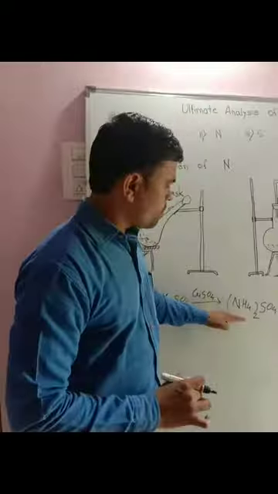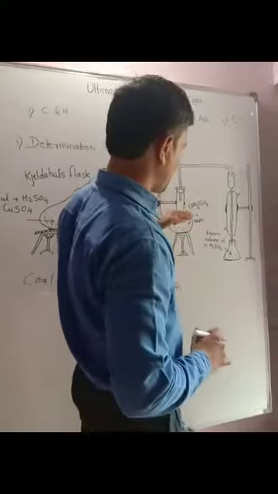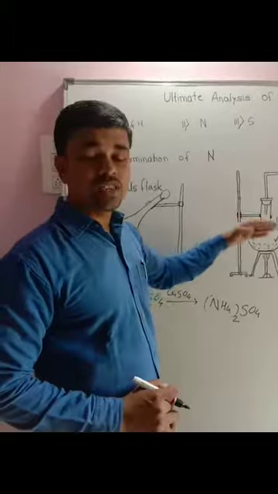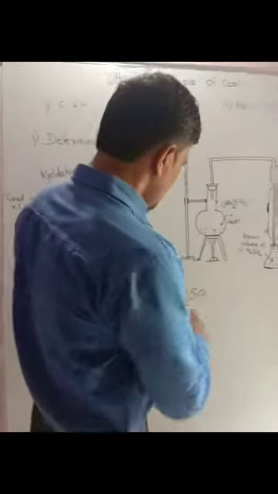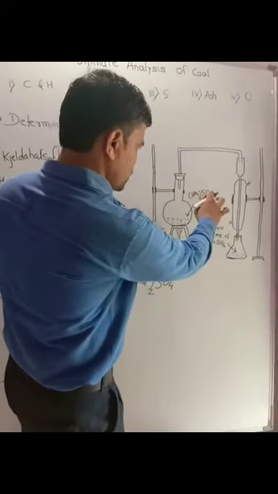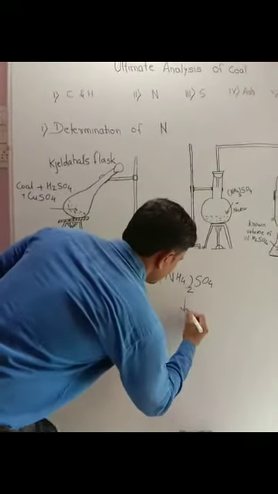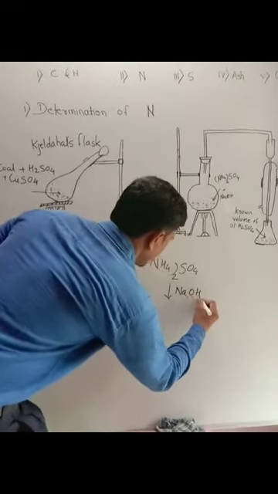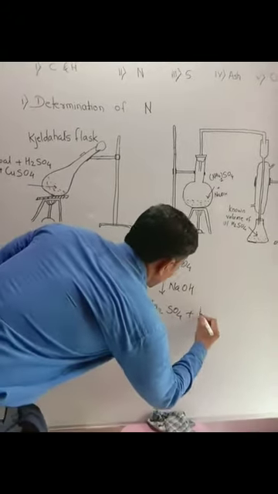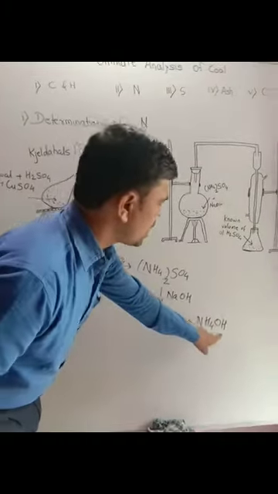Now, the solution of ammonium sulfate obtained is taken into the distillation flask. The second part is known as the Kjeldahl distillation process. In this process, this ammonium sulfate is reacted with NaOH. Thus, (NH4)2SO4 reacts with NaOH to convert into Na2SO4 plus NH4OH, that is ammonium hydroxide.